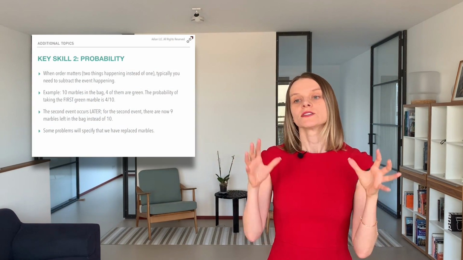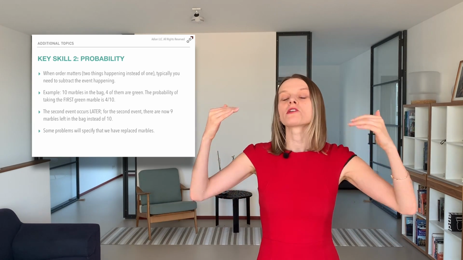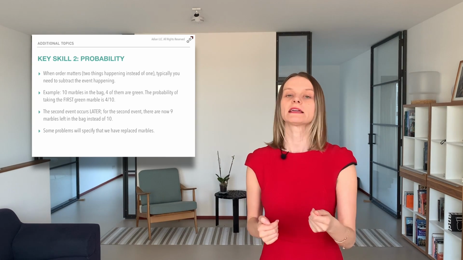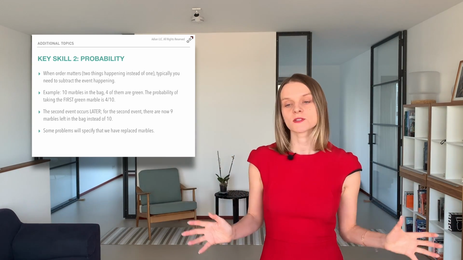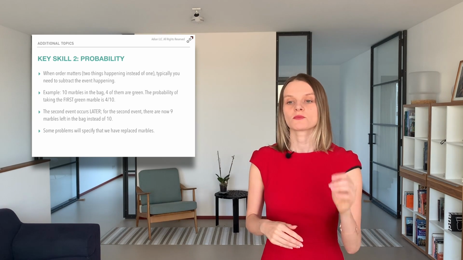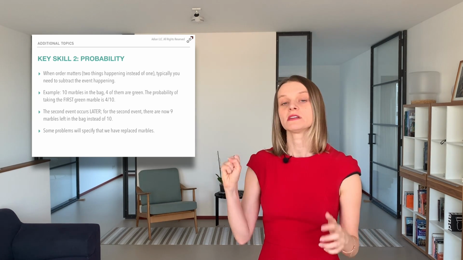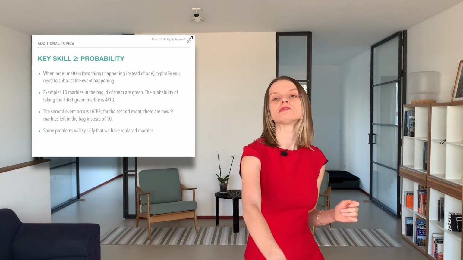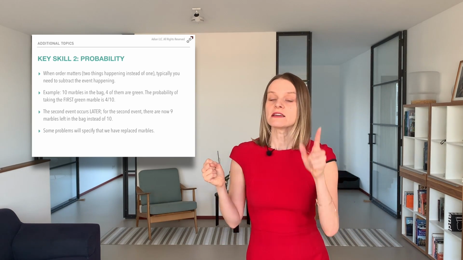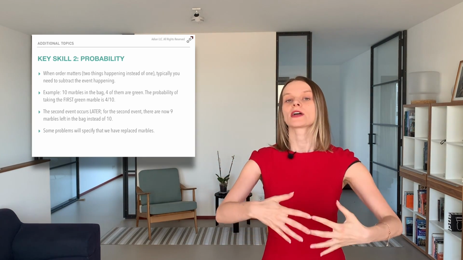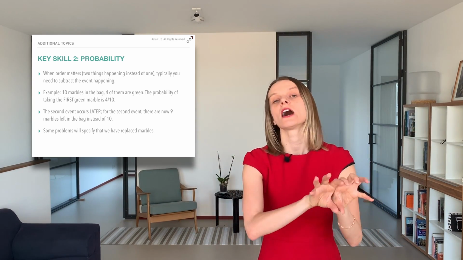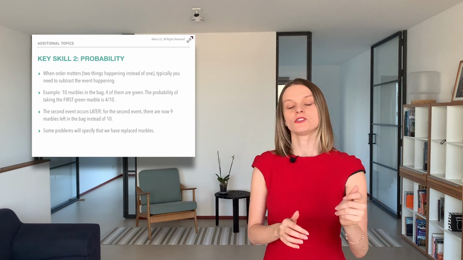Let's move on to key skill number 2, also in probability. Here we'll think about the situation when order matters, so there are several events happening one after another. Let's just imagine that we again have 10 marbles in the bag and 4 of them are green. So the probability of taking out the first green marble is 4 over 10. You know this already. But now what if afterwards you decide to pull out one more? The key issue to remember here is that you no longer have 10 marbles in the bag, but now there are only 9. So your denominator, the bottom of your fraction here, is changing.